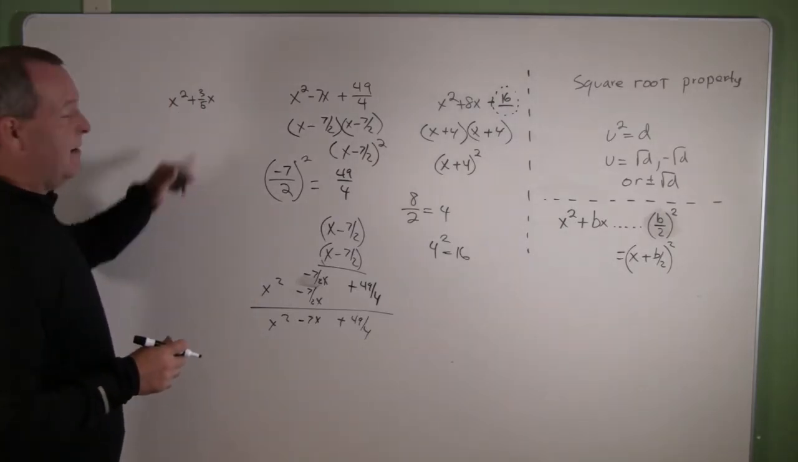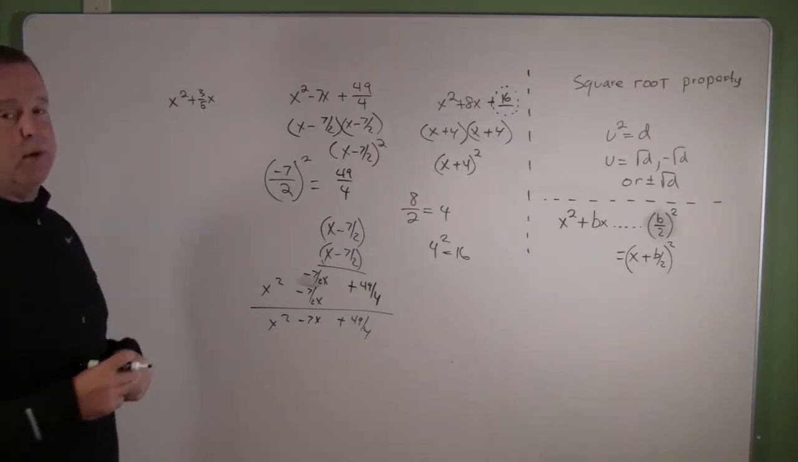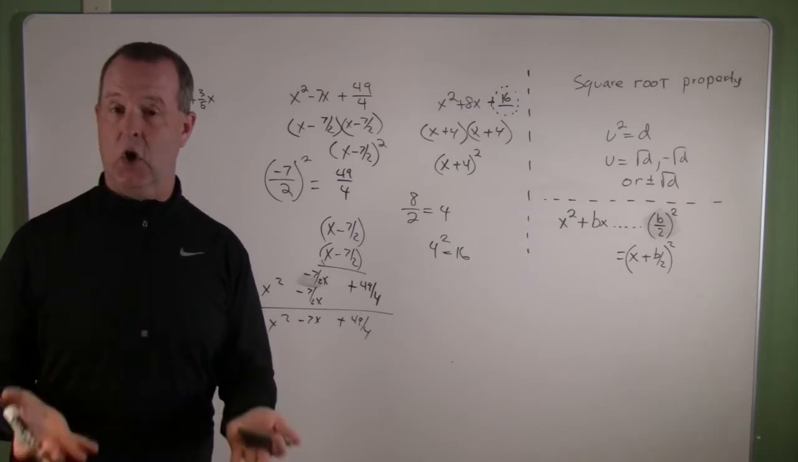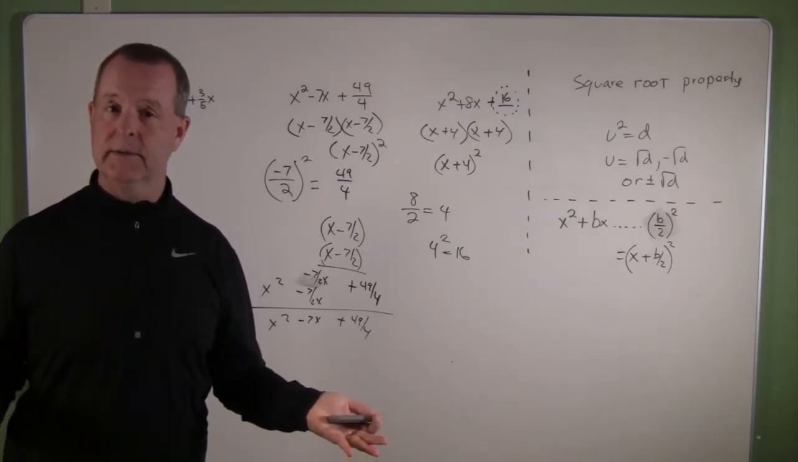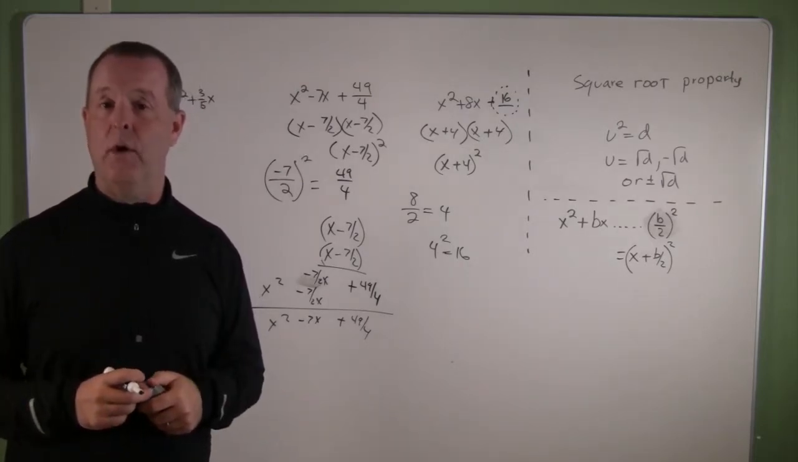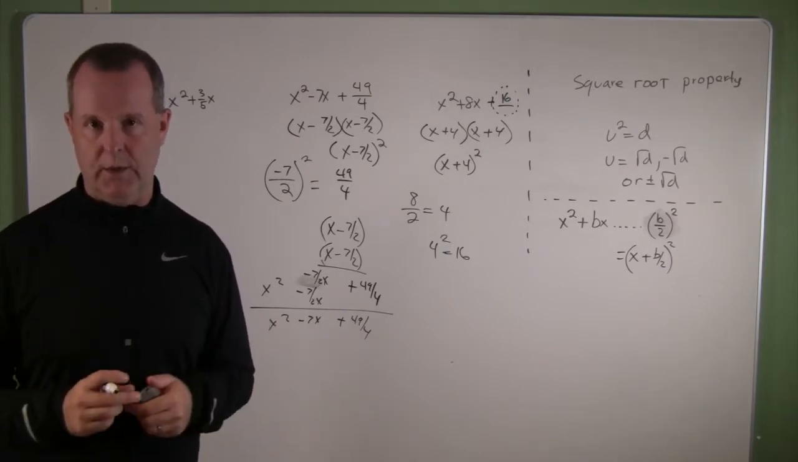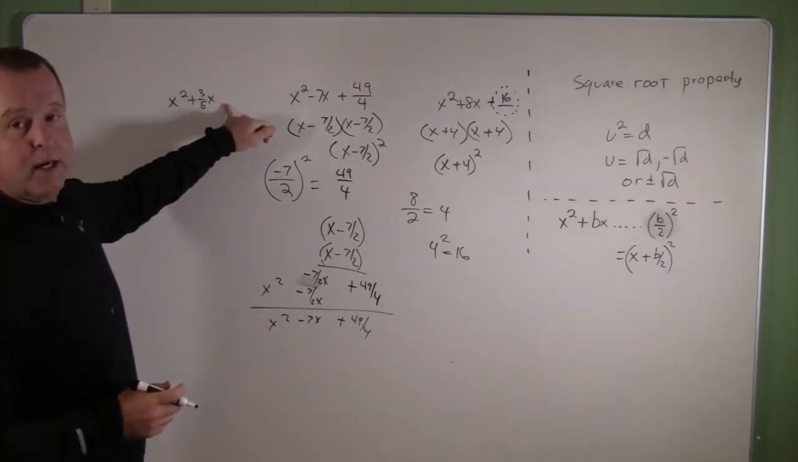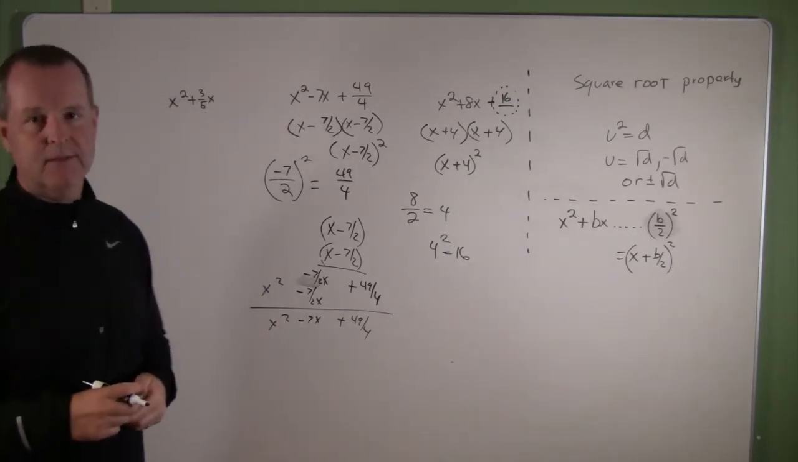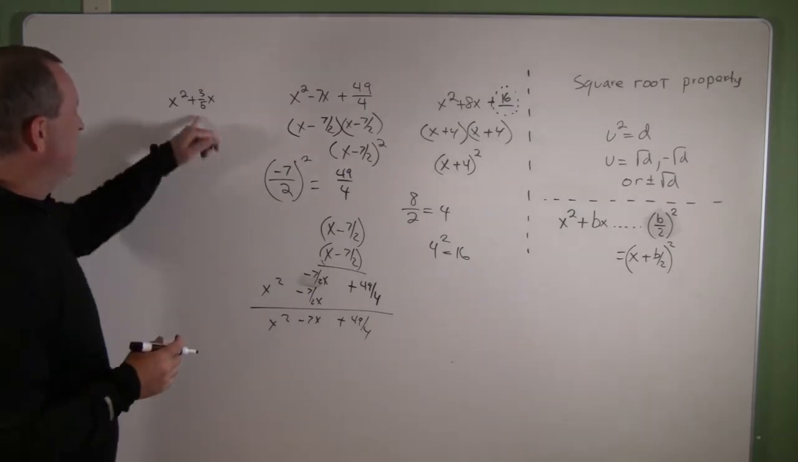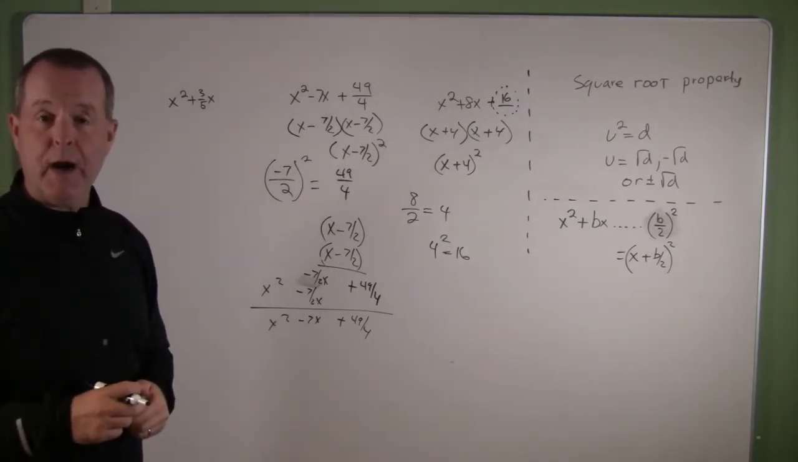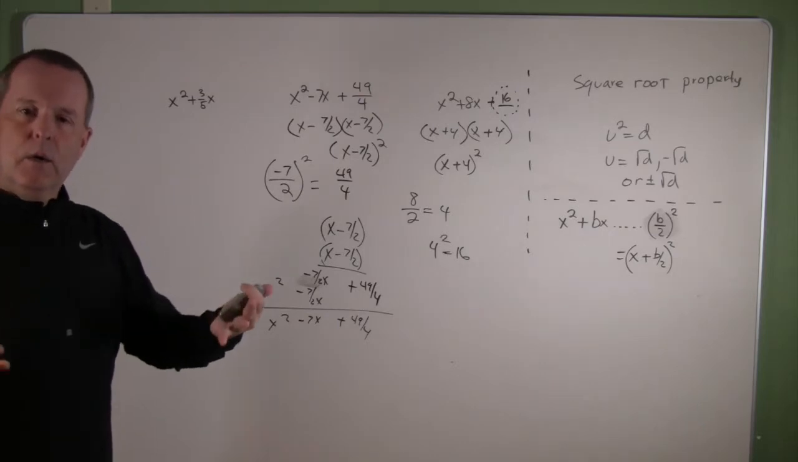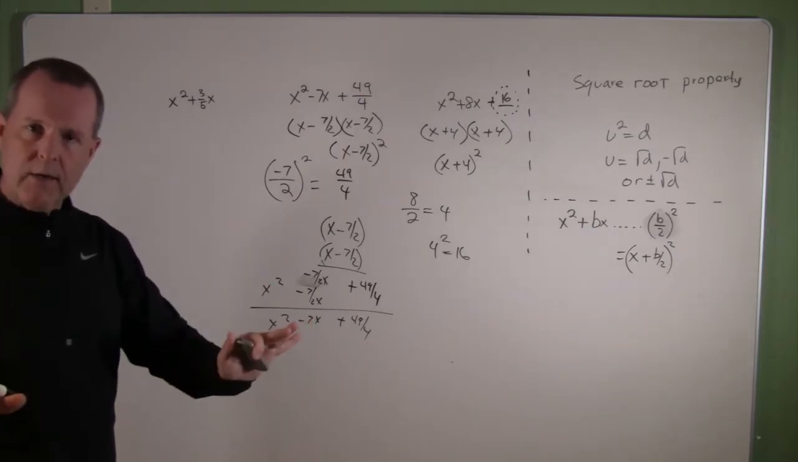Last example I have, x squared plus 3/5 x. It's the starting of a trinomial. I want it to be transformed into a perfect square trinomial. So what's the magic number over here? You see this middle fraction that I have to deal with, so we're going to have to deal with fractions. Take a deep breath. We can do it.